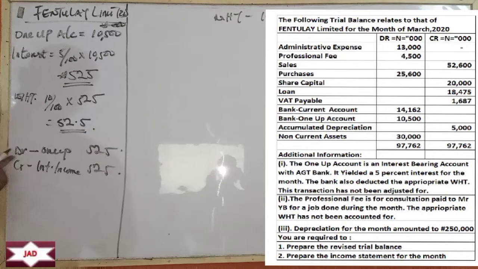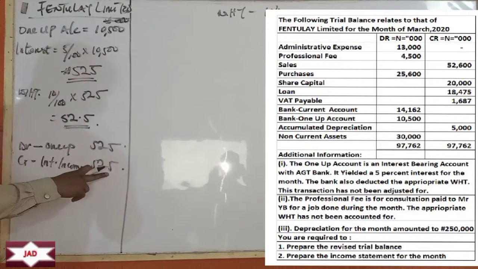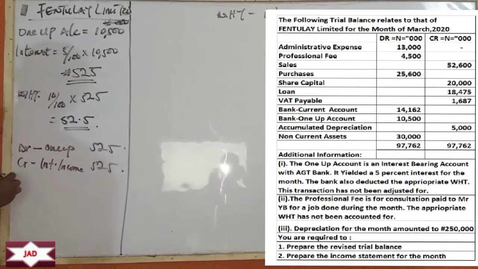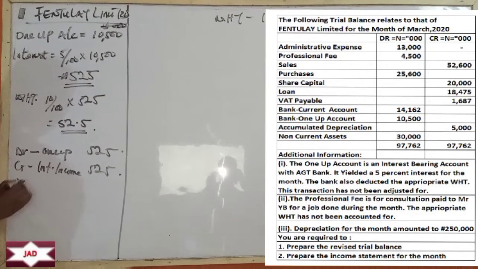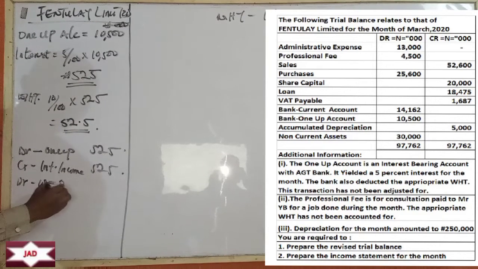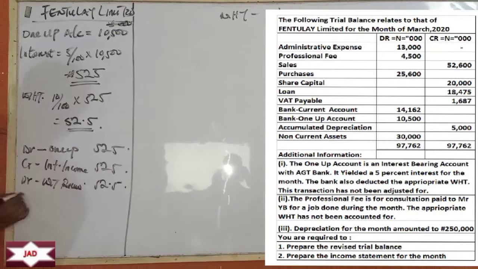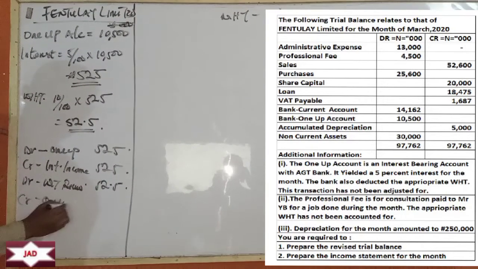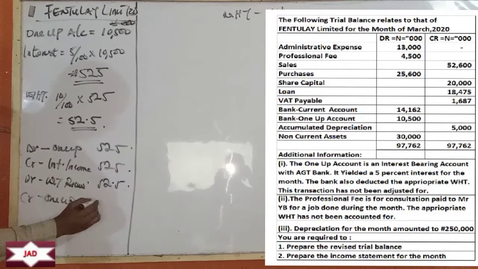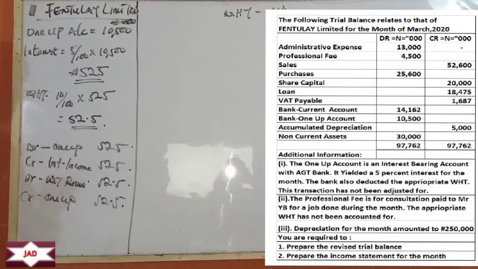So now debit 1-up 525, credit your what? Interest income 525, right? And now you're going to debit what now? Withholding tax receivable 52.5, credit your 1-up, right? With 52.5. So what am I trying to say here?